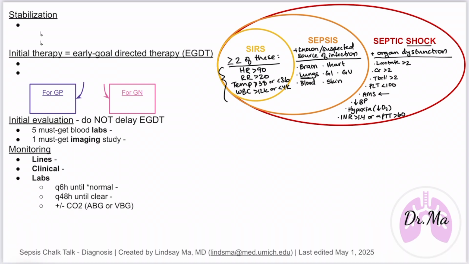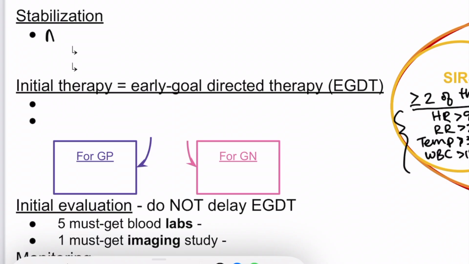You want to go assess them, and their mental status is stable, their blood pressure is okay, and all of the other labs that you'd assess for septic shock specifically are not back yet. So let's start with some initial stabilization. I always think about ABCs whenever we're talking about stabilization. This is not specific to sepsis or septic shock.